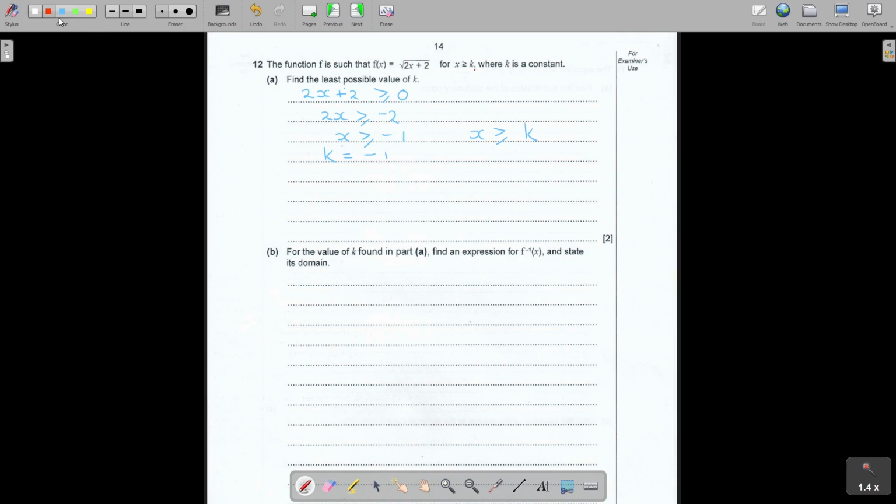So I think again, a mark for just showing this and then coming to the final solution. Now, for the value of k found in part A, find the expression. Now, okay, this is very important, especially for the last question. If they do this, that's indicating inverse. And if I come to the last, if they do this, this is differentiation. So this is functions, this is differentiation. But we'll come to that. Now they are asking the inverse.